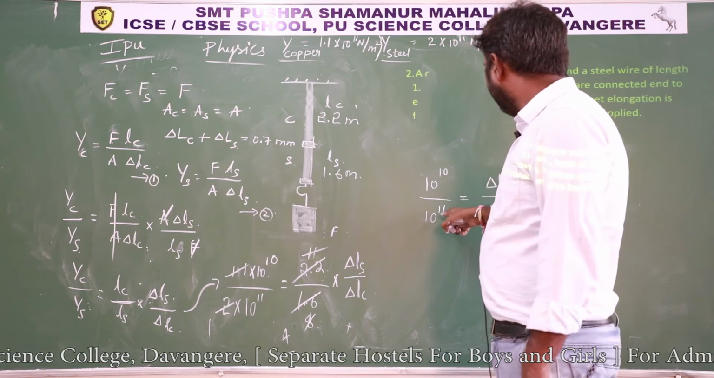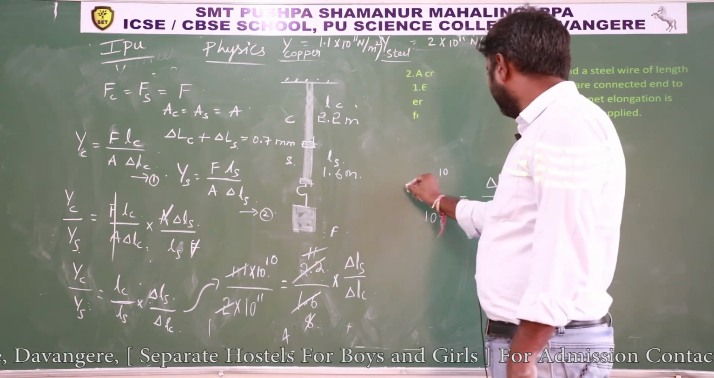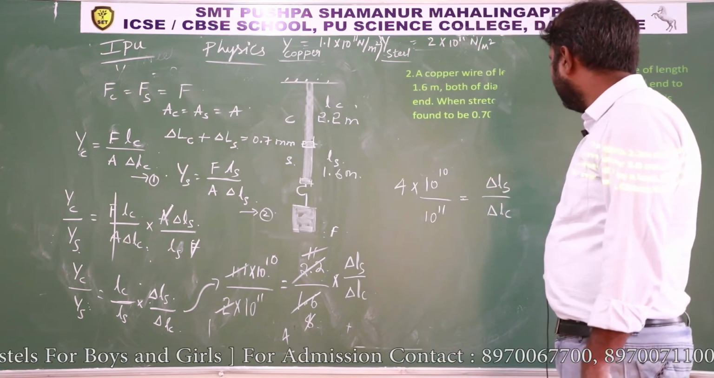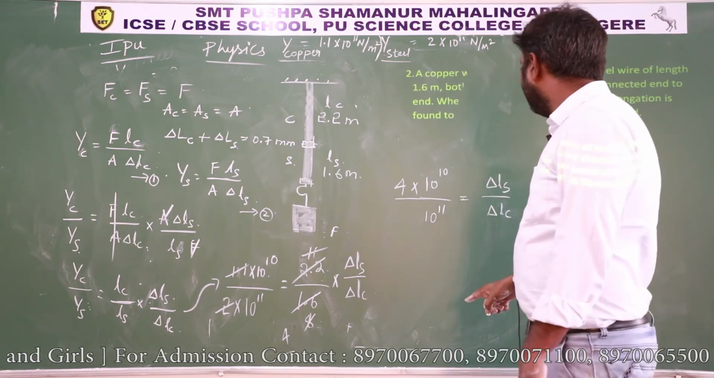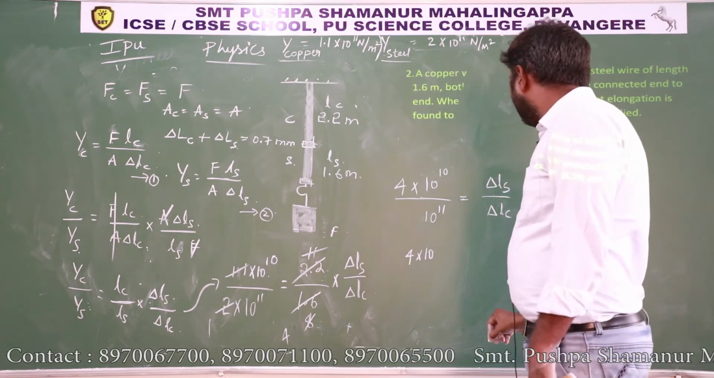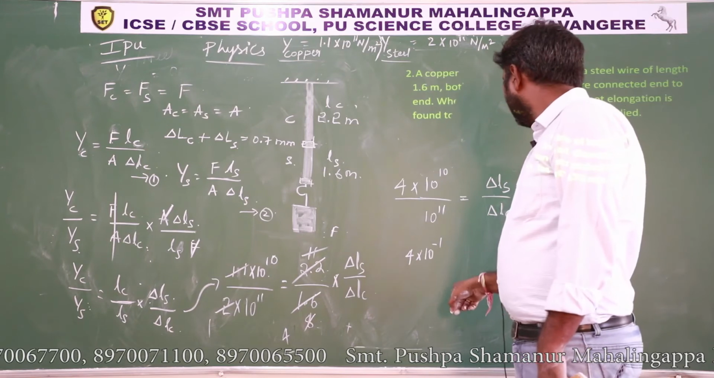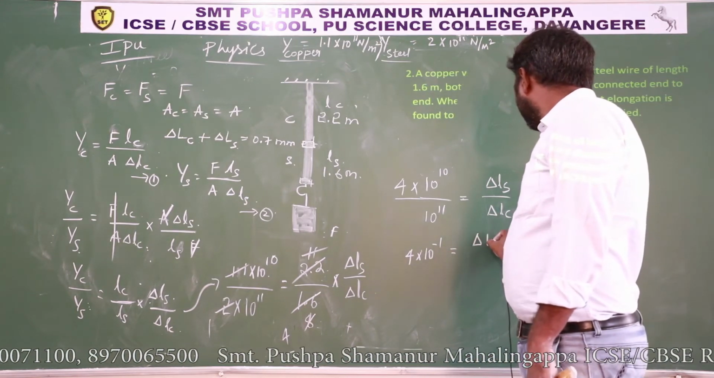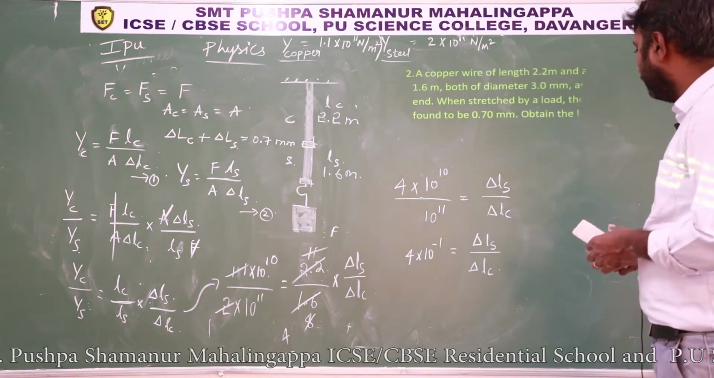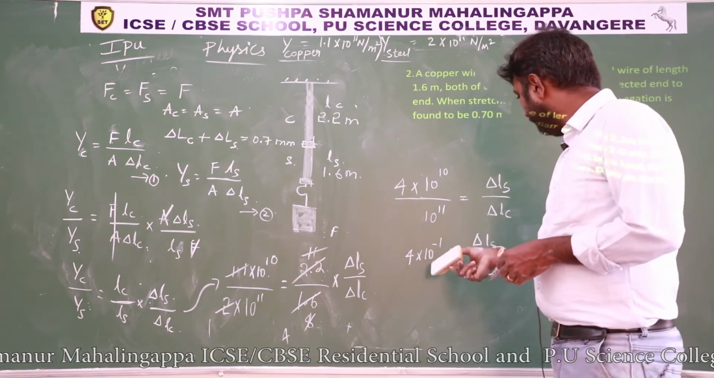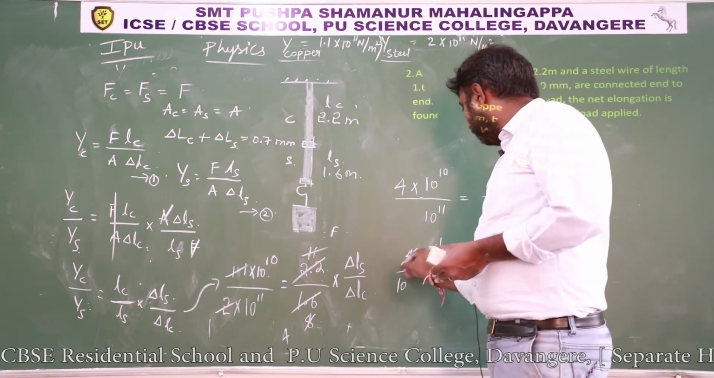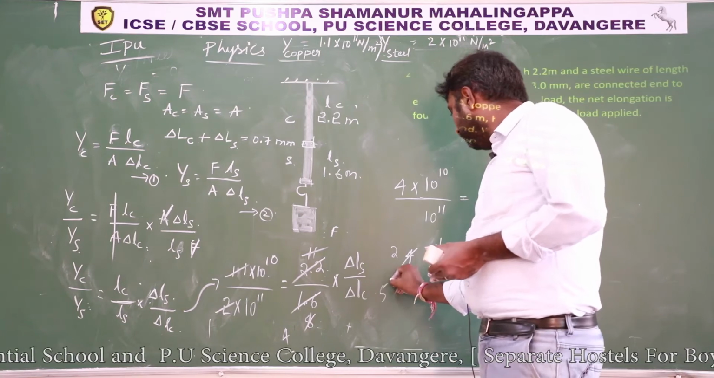So 10 to the power 10 divided by 10 to the power 11. Here 4 is there, that 4 will go here: 4 into 10 to the power 10 divided by 10 to the power 11. If you calculate, you will get 4 into 10 to the power minus 1 equals delta LS divided by delta LC. This becomes 4 into 10 to the power minus 1, I can write it as 4 by 10. 4 by 10 means 2 times and here 5 times.